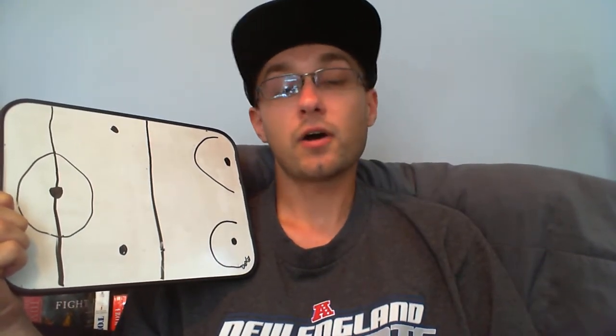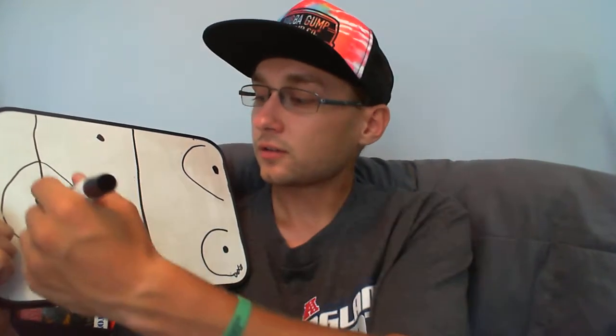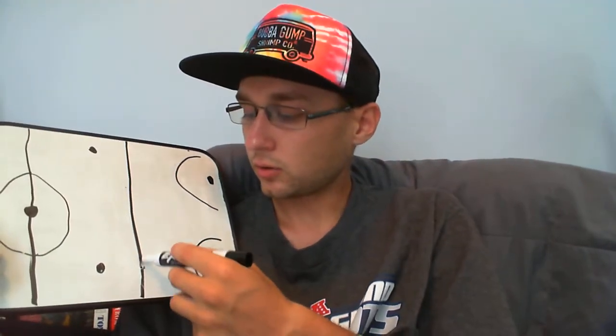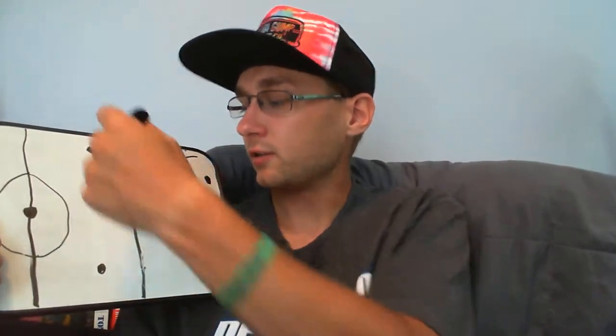Here I have part of the neutral zone and a little bit of the offensive zone, because this is the most important area on the ice as far as these two things are concerned. So here's center ice, this is the red line right here, this is the blue line right here. We have face-off dots, circles. The basic setup of this part of the ice. So, offsides.